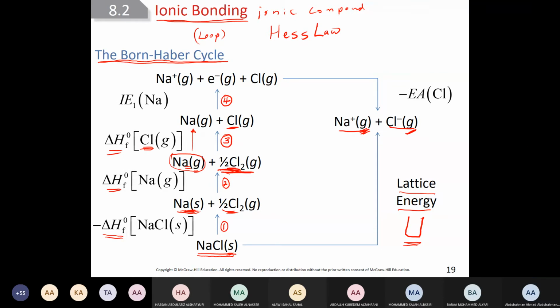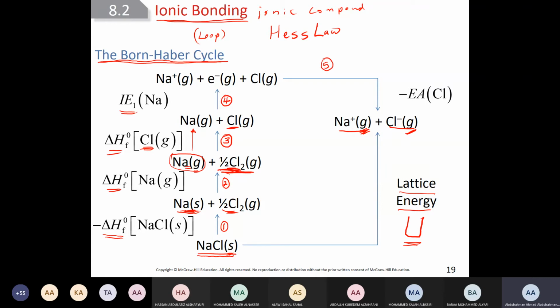What did we do in reaction 4? Ionization. Why? Look at the chlorine. What did you do to chlorine in reaction 4? Nothing. But for sodium, what did we do? We took one electron. The energy for this is called the first ionization energy, IE1. Is this clear? Good.